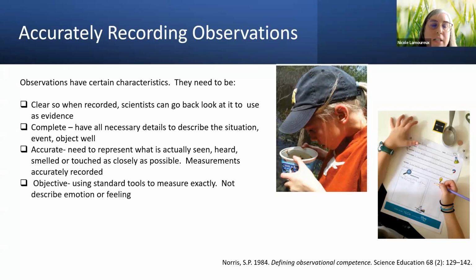It needs to be objective, using standard tools to measure exactly. So when they're using those tools in grade 3, not describe an emotion or feeling. Okay, so for example, the seed is 35 millimeters long is objective for recording the data. When they start saying the seed is long, that becomes an inference. And they're attaching, like, it's what they would say is kind of like putting emotion or feeling. That's what they mean by that. It needs to stay with just the facts and numbers.